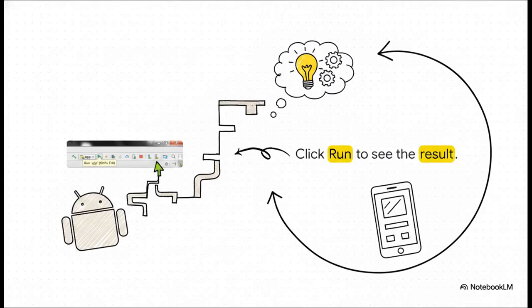Everything is in place. The code is written, the layout is set, and that brings us to the moment of truth for any developer. Up in the Android Studio toolbar, you'll see a little green play icon. That is your run button. Take a deep breath and go ahead and click it.